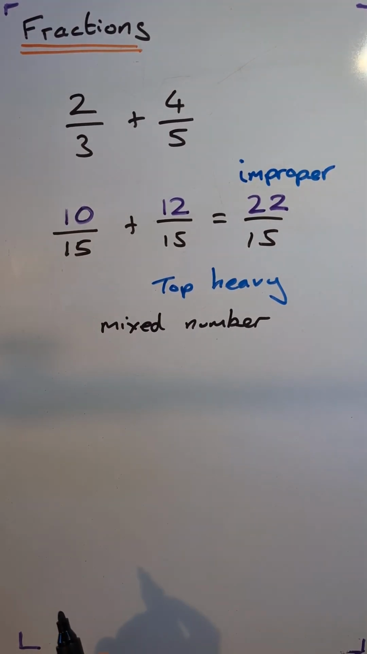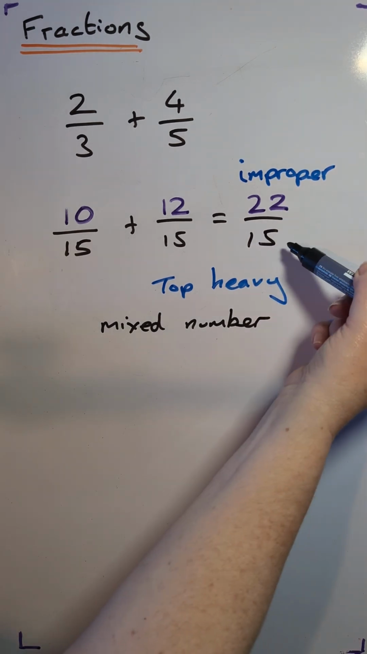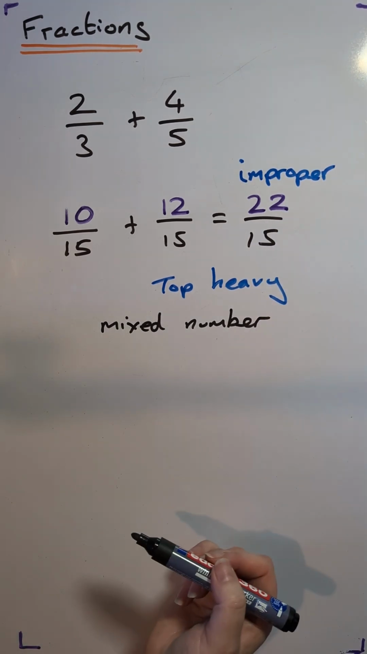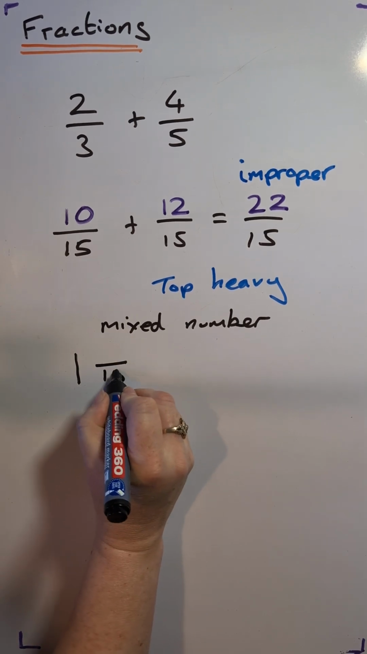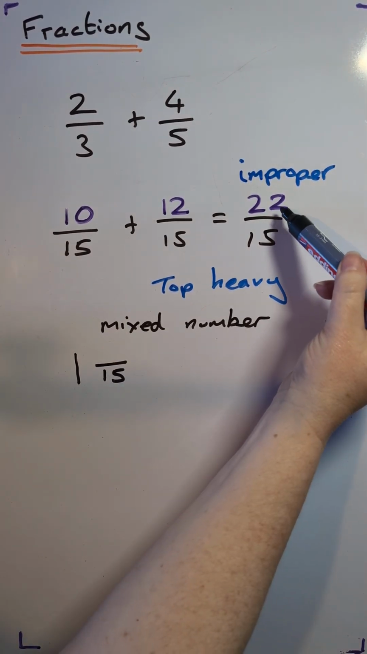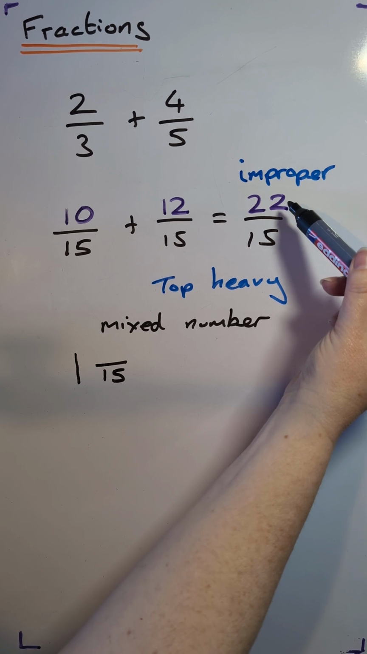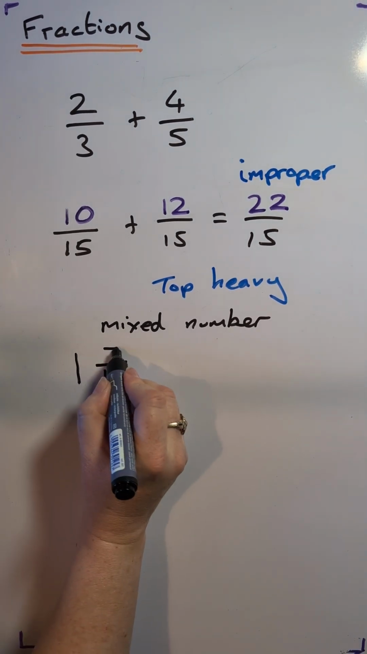And you will sometimes see things given to you as a mixed number in the exam, and you will have to convert them into a top-heavy fraction in order to use them going forward. So how many 15s go into 22? We have 1 whole 15, and that leaves us with a remainder of 7. And that 7 stays on the fraction.